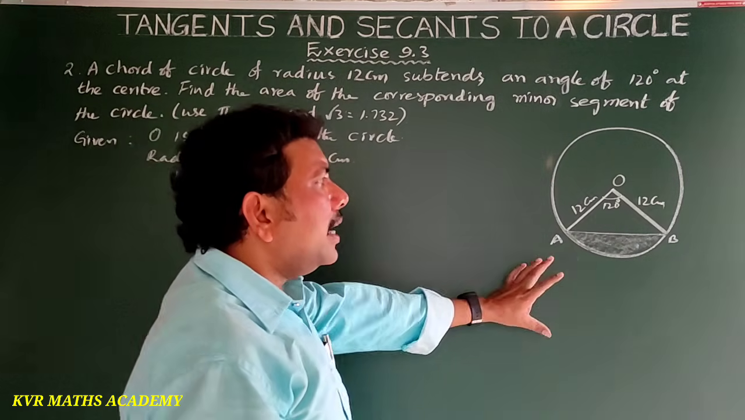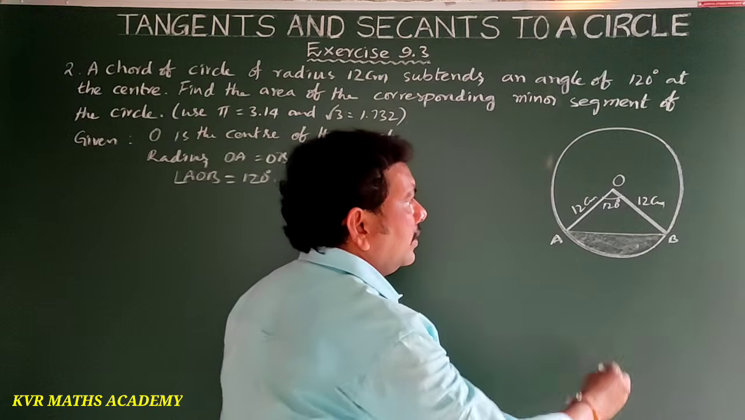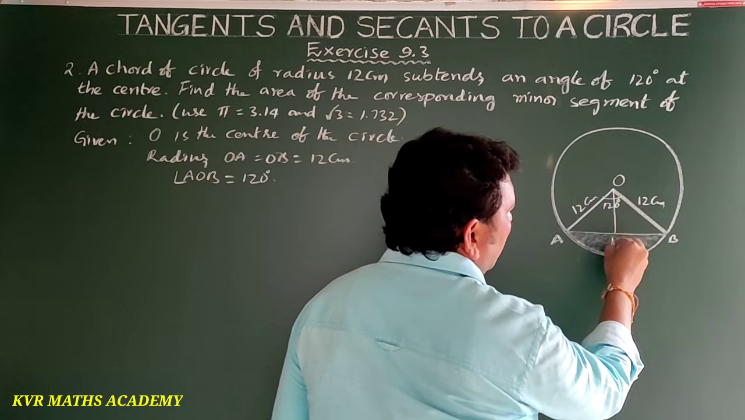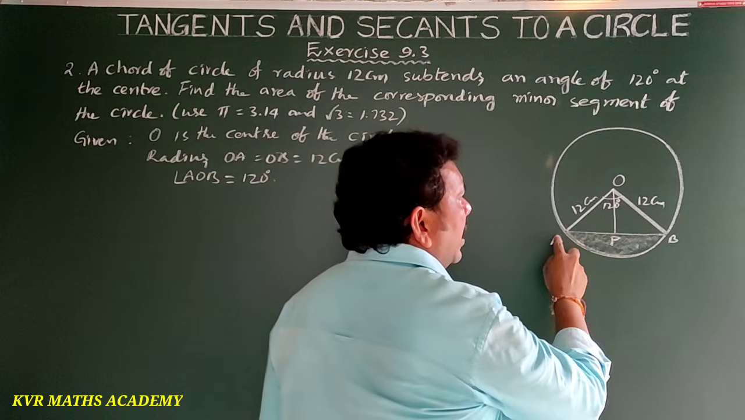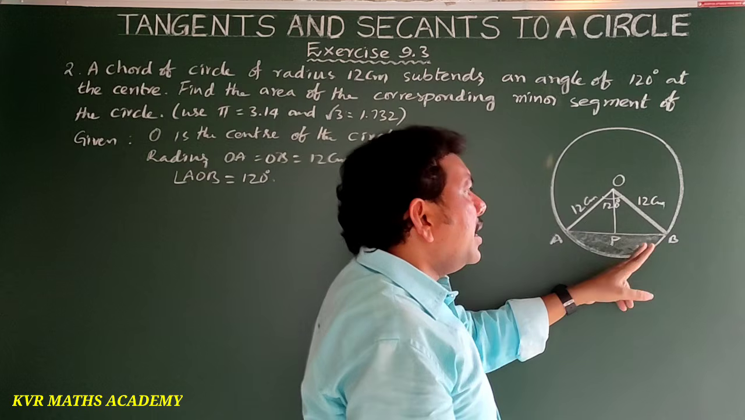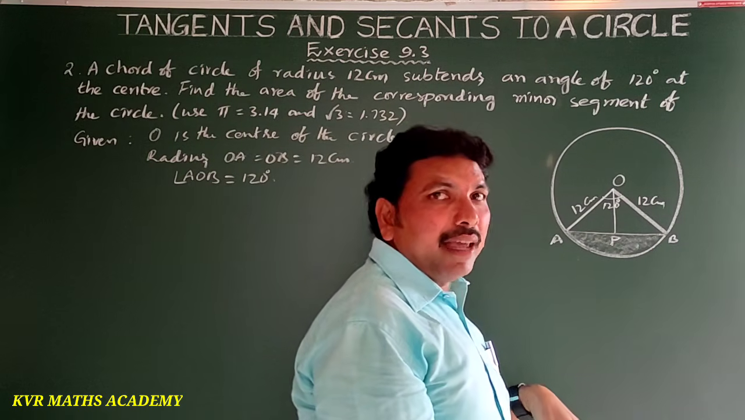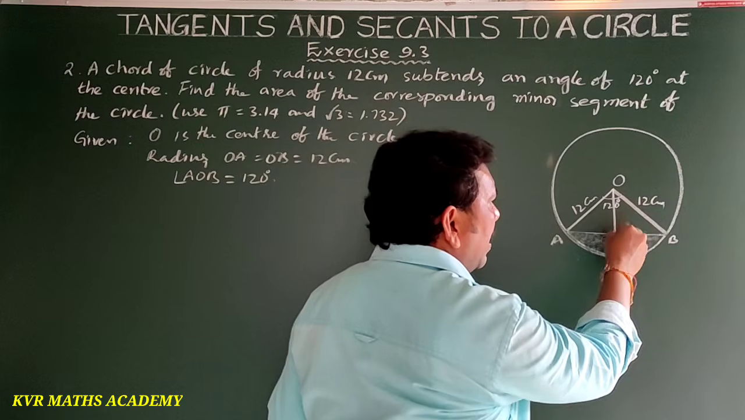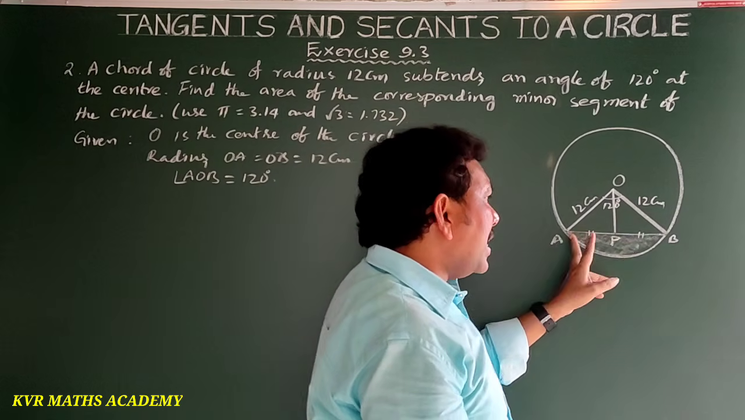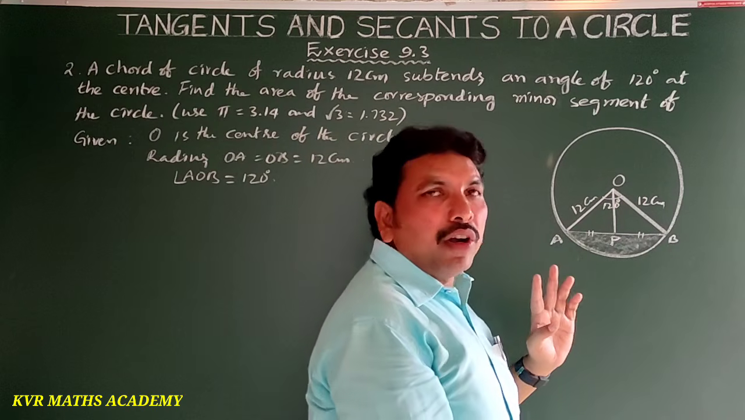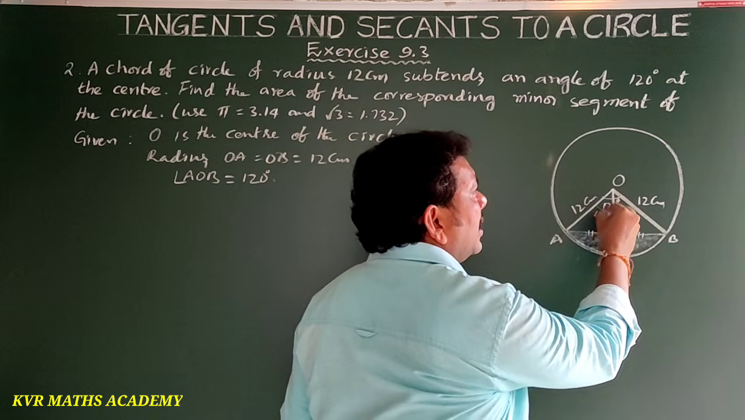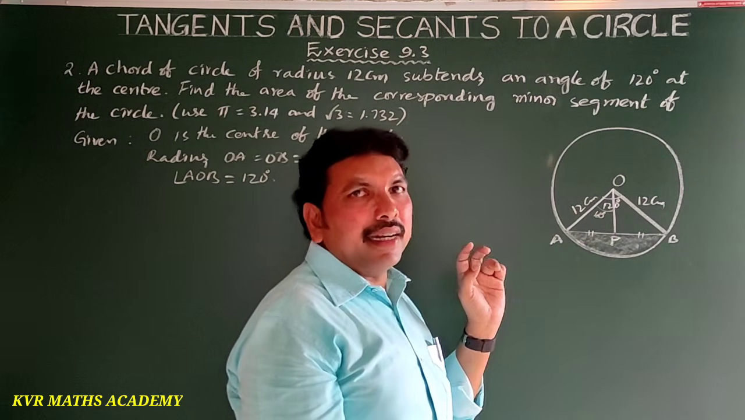Next, draw a perpendicular on AB. Draw a perpendicular on AB like this, so OP is the perpendicular on AB which divides AB into two equal parts, and OP bisects AB. AP is equal to PB. OP bisects AB and also bisects 120 degrees. Then angle AOP is equal to 60 degrees only. This will be 60 degrees, right?